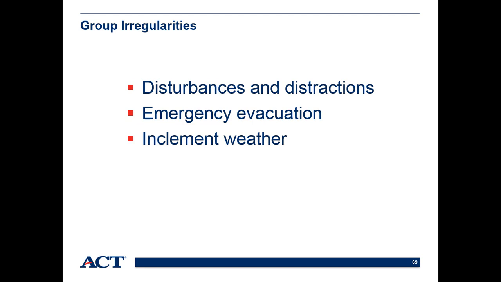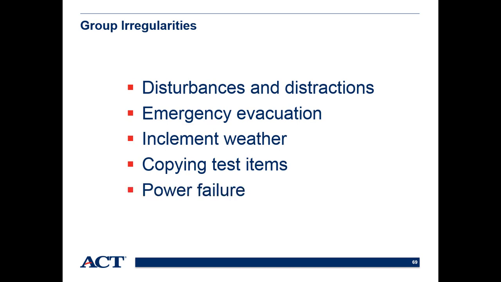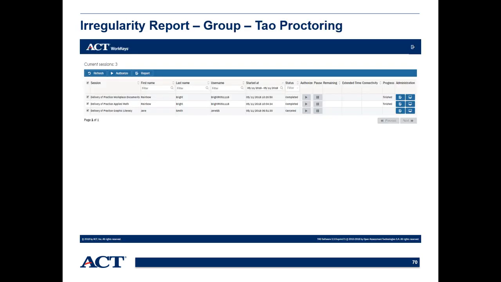And then, of course, copying tests. If you discover an examinee copying test items, this is also considered a group irregularity. And then, of course, power failures. Power failure is an example for which you need to complete an irregularity report, but it may be over in less than an hour, and you may be able to relaunch the interrupted test and start where you left off.